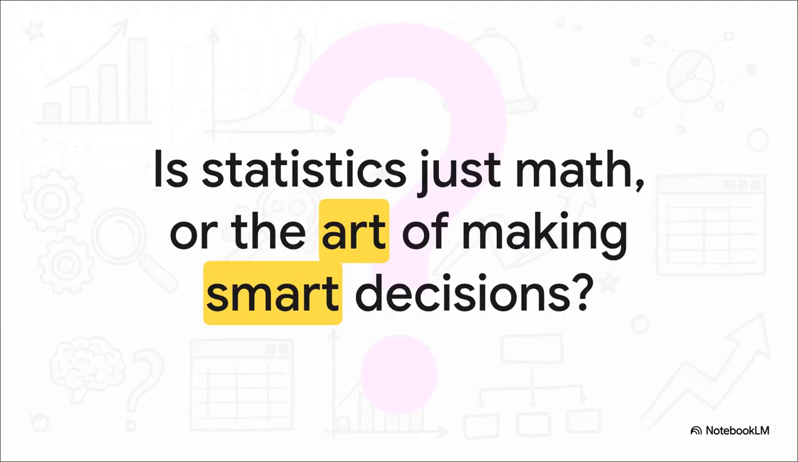So, after walking through this master's exam, what have we learned? It's pretty clear that advanced statistics is way more than just doing math. It's a whole framework for thinking. It's about how you gather evidence, how you find the story in the data, how you deal with uncertainty, and how you make a solid choice. Which kind of leaves you with one big question, doesn't it? Is statistics just about math, or is it really the art of making smart decisions when you simply don't have all the answers?